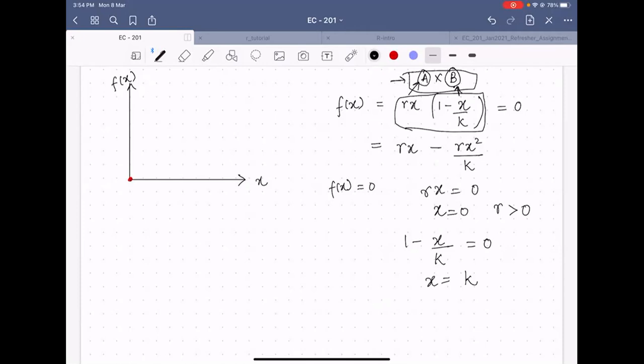Yes, I hope it is. Okay, so my other root is k. So I know at both of these points my function would be 0. My f(x) is equal to 0.